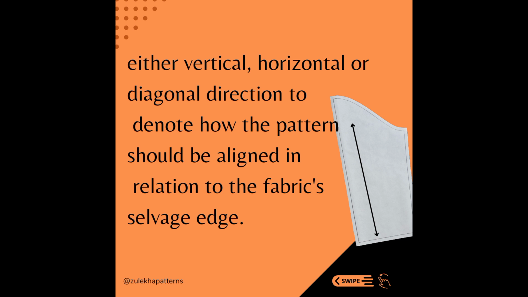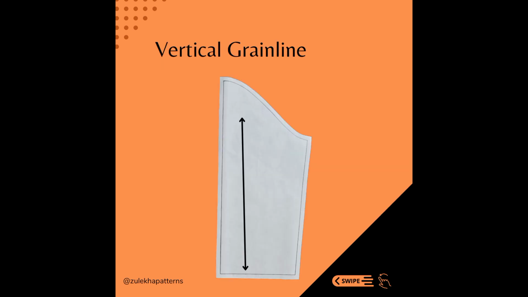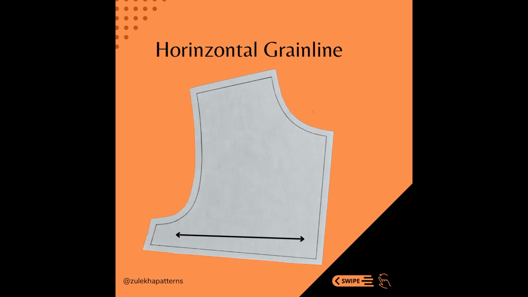We have the vertical grain line, also known as the lengthwise grain line. This grain line is located vertically on a sewing pattern. It is the most conventional grain line used in most sewing patterns. The horizontal grain line, also known as the crosswise grain line, runs horizontally on a sewing pattern.